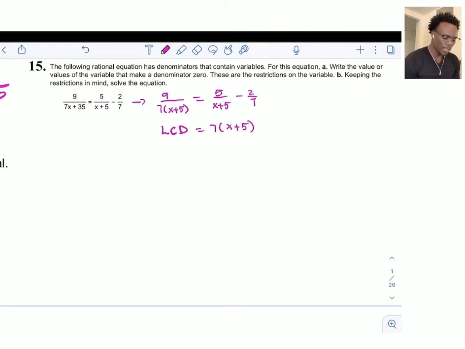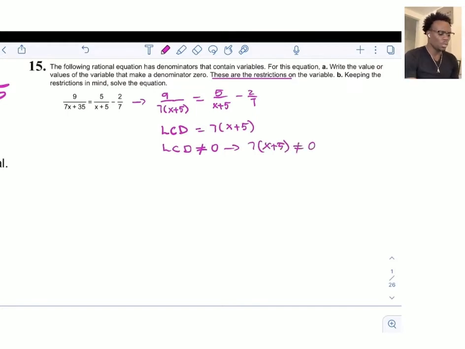Now, in order to find the restrictions that they wanted me to find, the restrictions on the variable, we need to make sure that the LCD is never equal to 0, because you know that if you have a fraction, the bottom, the denominator, cannot be 0. So you need to set the condition that the least common denominator should not be 0, which is 7 factor x plus 5 should not be 0.